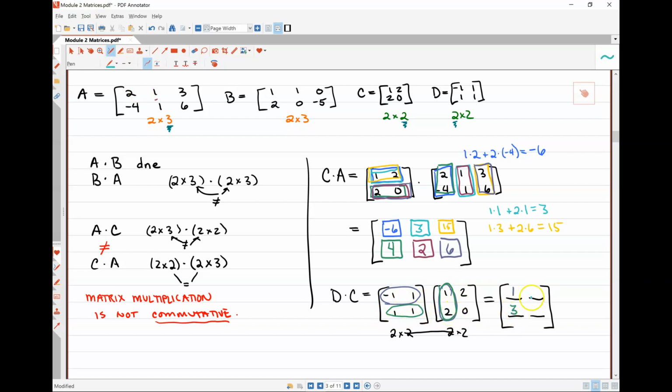And now to get the, say, this one, the 1, 2 entry, that's first row, second column, that's minus 2 plus 0, so just minus 2. Finally, to get the second row, second column, I'll do 1 times 2 plus 1 times 0, so that's just 2. Okay, go ahead, practice, practice.